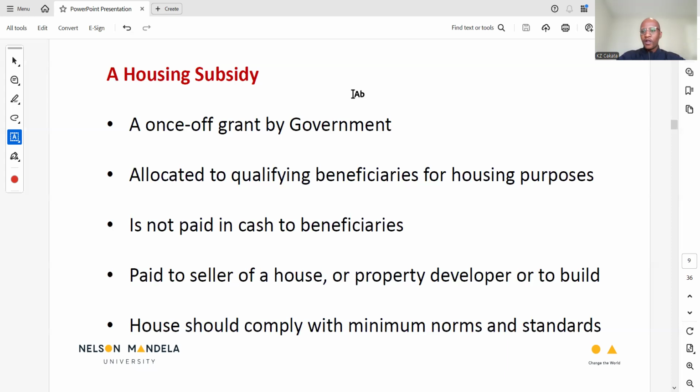A housing subsidy is a once-off grant by government. It's allocated to qualifying beneficiaries for the purposes of housing, so to fulfill the constitutional requirement of Section 26, and is not paid in cash. Very importantly, it's not paid in cash to the beneficiary, but it's paid to the seller of a house, property developer, or to build. So it's paid to the person who owns either the land or owns the means of production to build the house, in other words, contractors. And any house or unit completed under the subsidy program should comply with the minimum norms and standards, again found in the Housing Code of 2009.